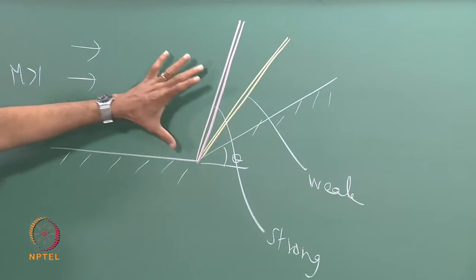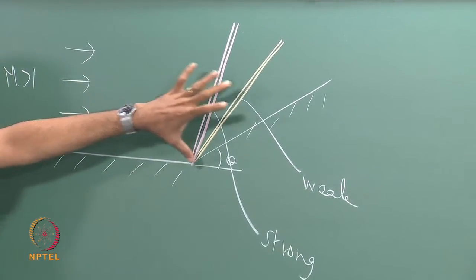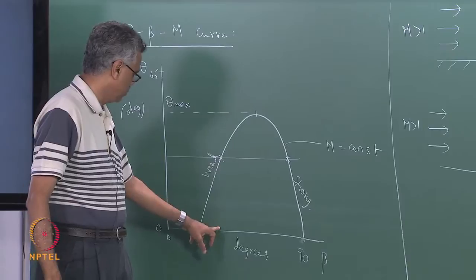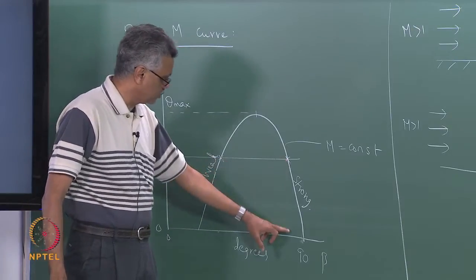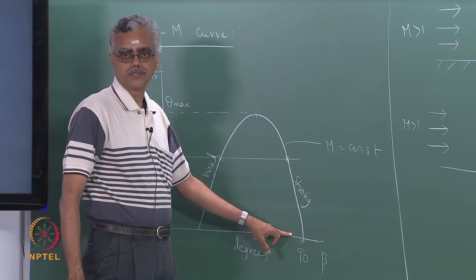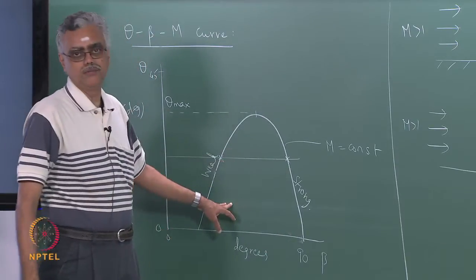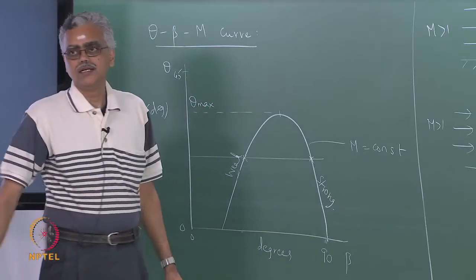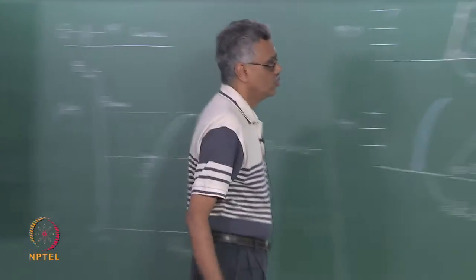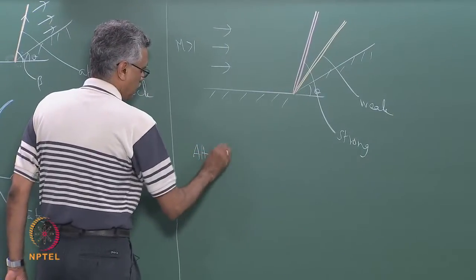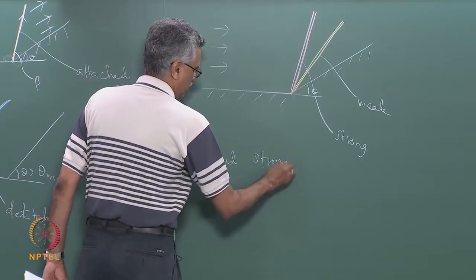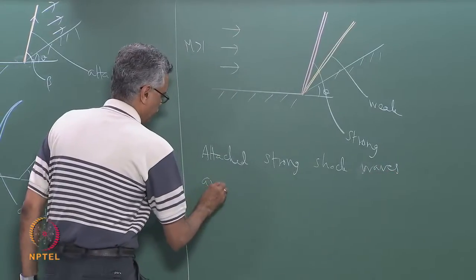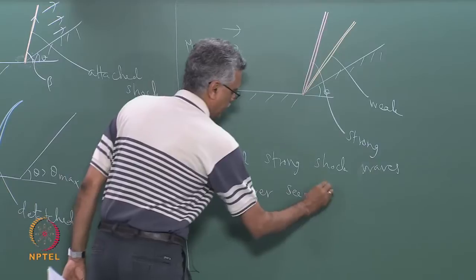So the wave angle corresponding to the strong shock solution is larger than the wave angle corresponding to the weak shock solution, which is what we are seeing here. So the wave angle corresponding to the weak shock solution is less than the wave angle corresponding to the strong shock solution. Although two solutions are possible, in reality strong shock solutions are not seen, at least in the attached situation. Okay, so attached strong shock waves are never seen in real life.